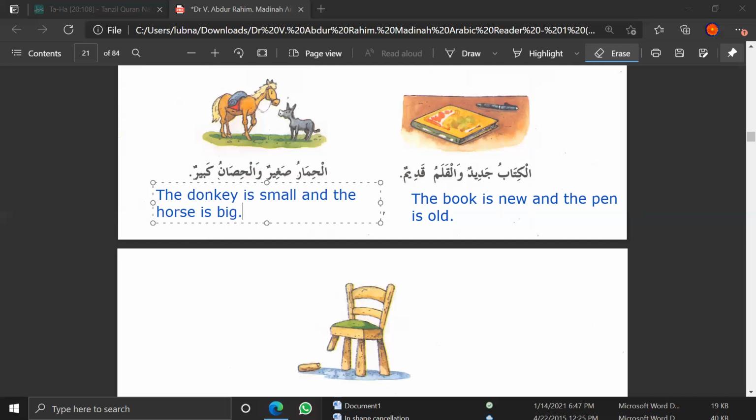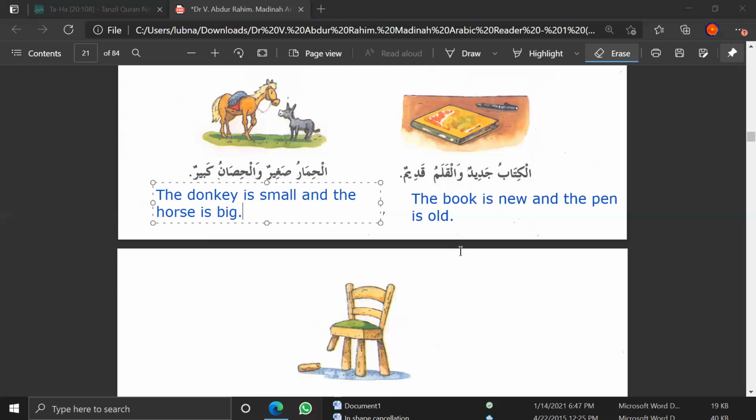MashaAllah. Awesome. You translated yourself. Alhamdulillah. So, al-kitabu jadidun wal-qalamu qadimun. The book is new and the pen is old. Okay, what are the proper or definitive nouns in this sentence? The proper ones are al-kitabu and wal-qalamu, and the common ones are jadidun and qadimun. Excellent. Awesome.